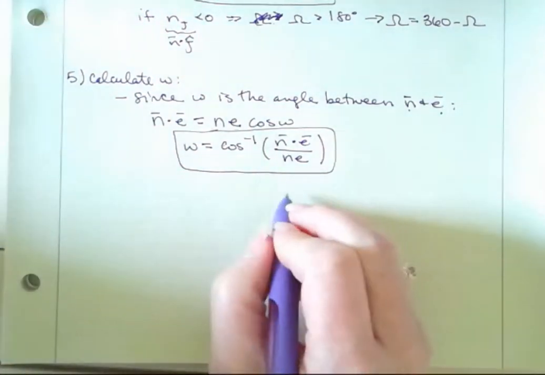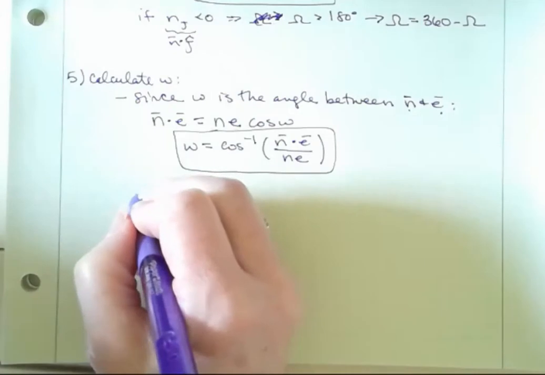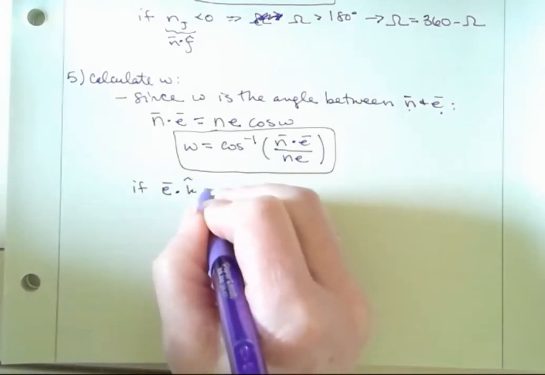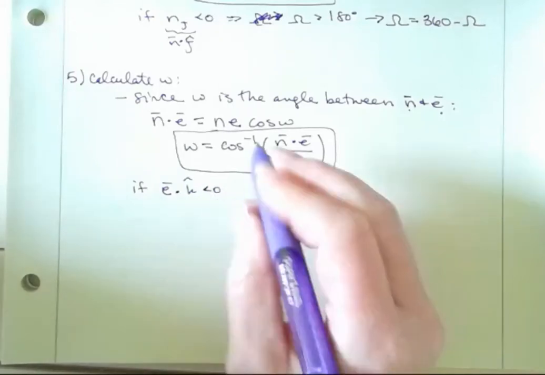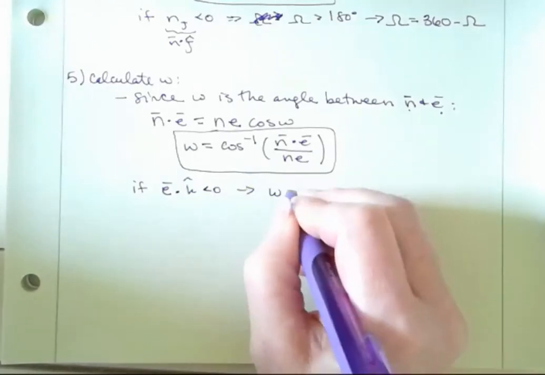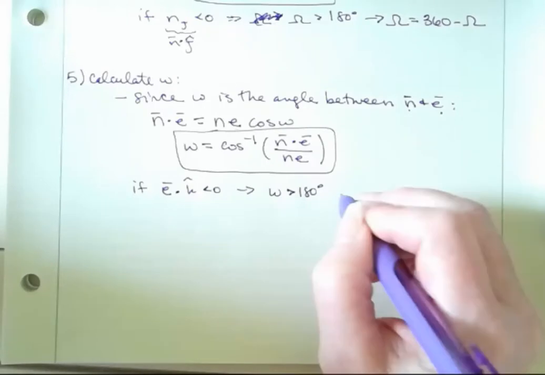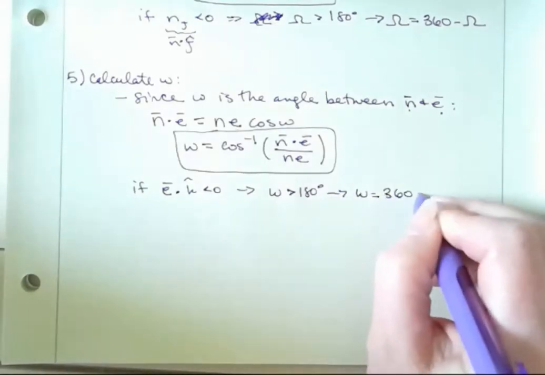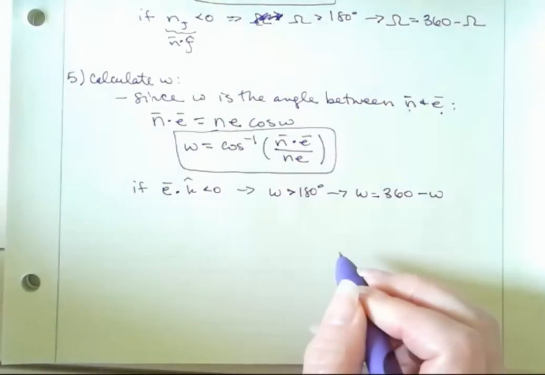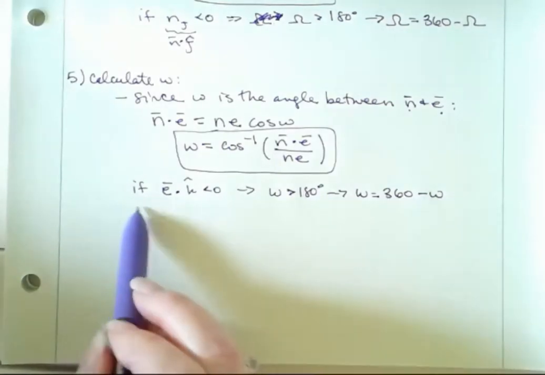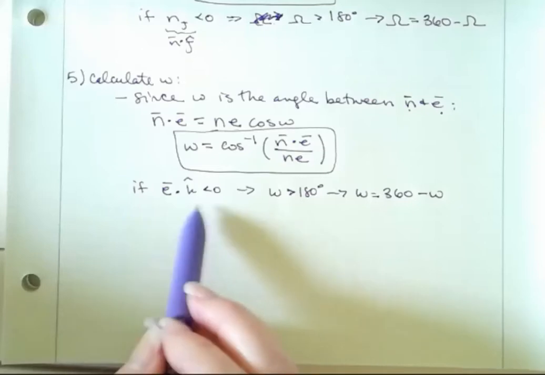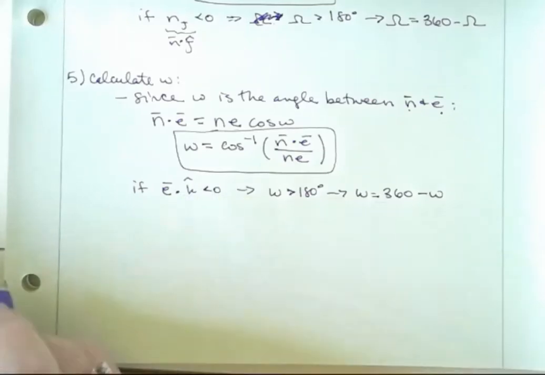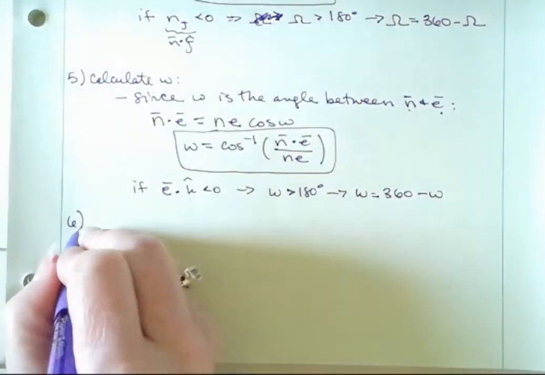Again, you want to check and see if this needs to be greater than 180 degrees. To do that, you're going to say if the eccentricity vector dotted with the k vector is negative, so less than 0, then that means omega is greater than 180. So we'll do omega equals 360 minus omega. In your MATLAB code, you're going to put an if statement in here to check for this. And if this is true, you need to do this calculation.